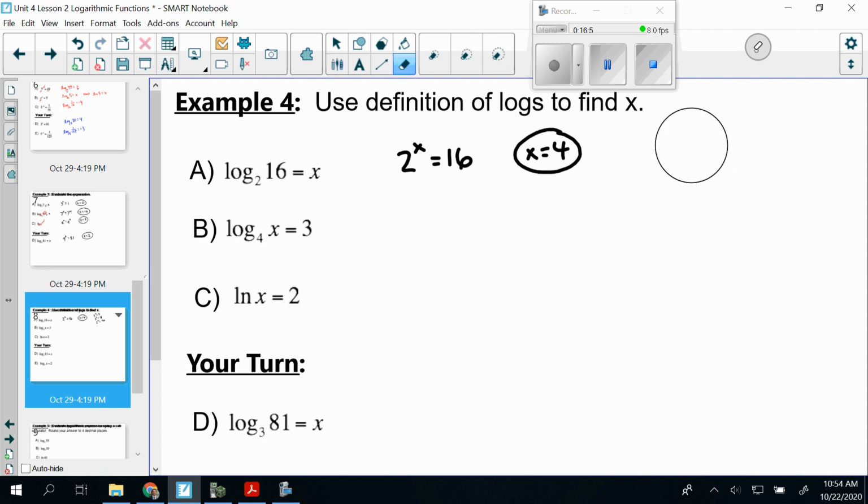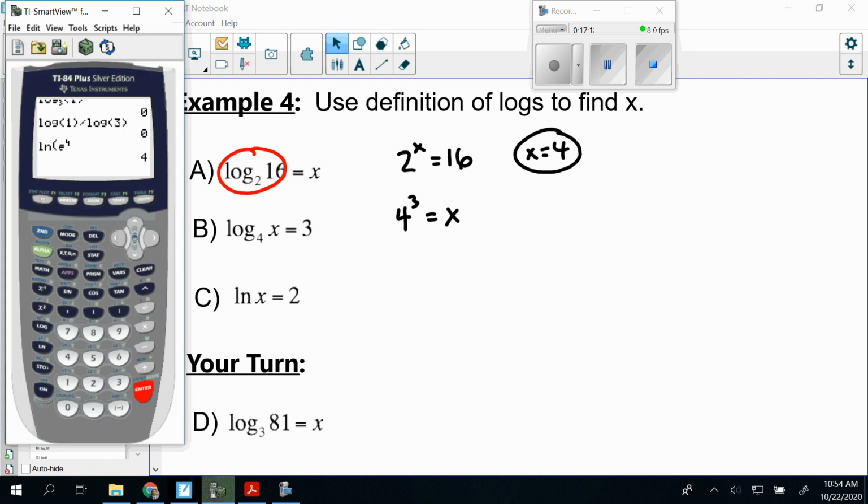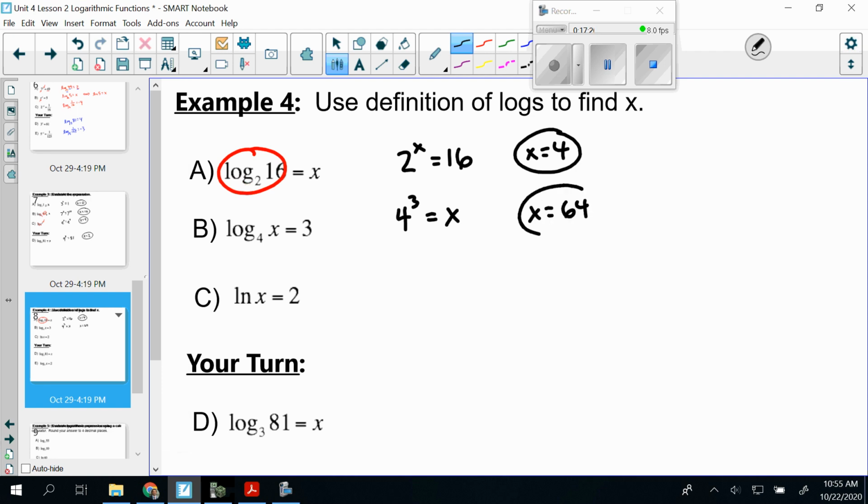If you were unsure what that power is, again, this one could be typed into the calculator to figure that out too. The next one you cannot type in your calculator. So this is one you do need to change to exponential form. The next one in exponential form would be 4 to the 3rd power equals x. Well, this we can definitely do on our calculator, or if you can do that in your head, 4 times 4 would be 16, times another 4 should be 64. You could also do 4 to the 3rd power here and get 64. So our answer here is 64.